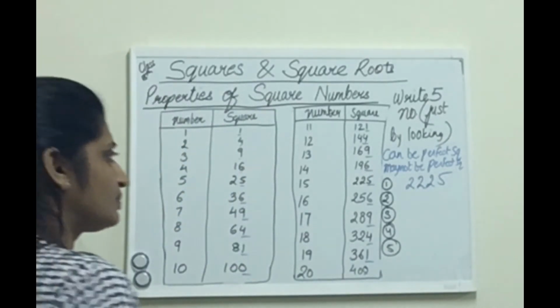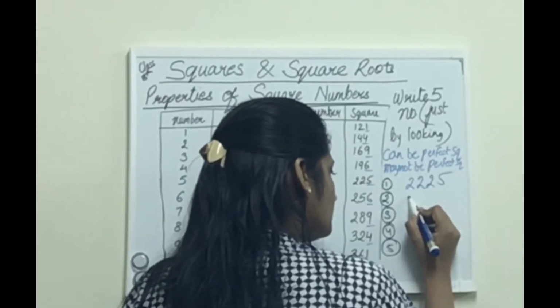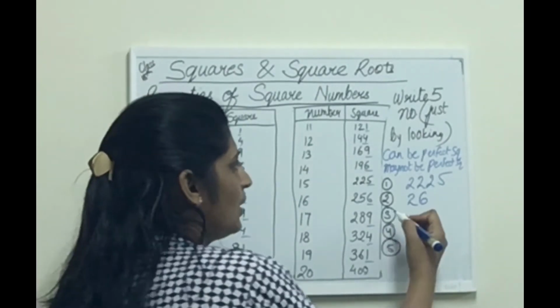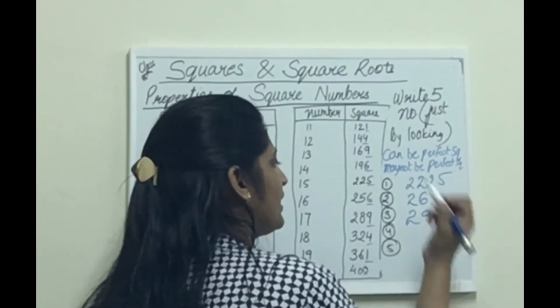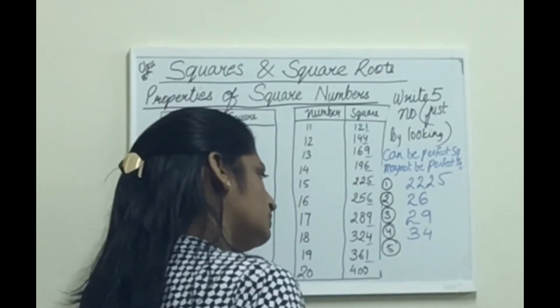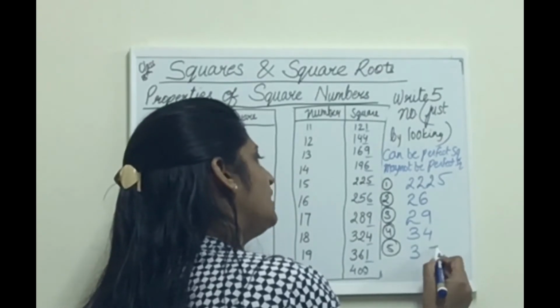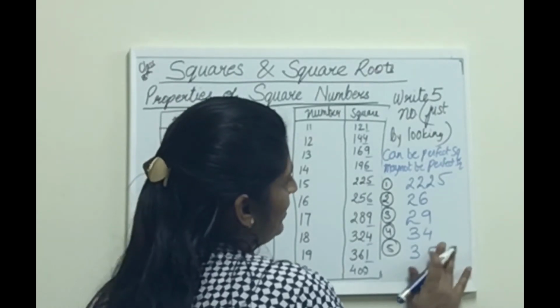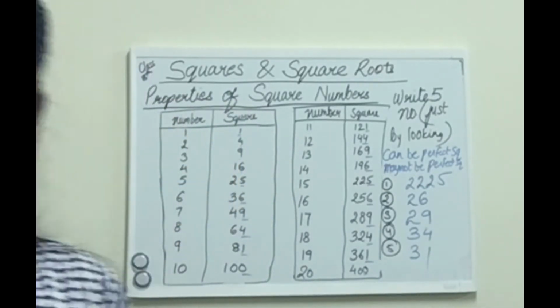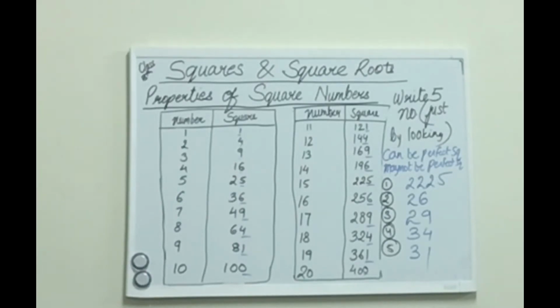2,225, 26, 29, 34, 35. 35 I already covered, so let me take one here. Okay. So these are the 5 numbers which I wrote, which I can say may or may not be perfect squares. To conclude whether they are perfect squares or not, I need to solve.